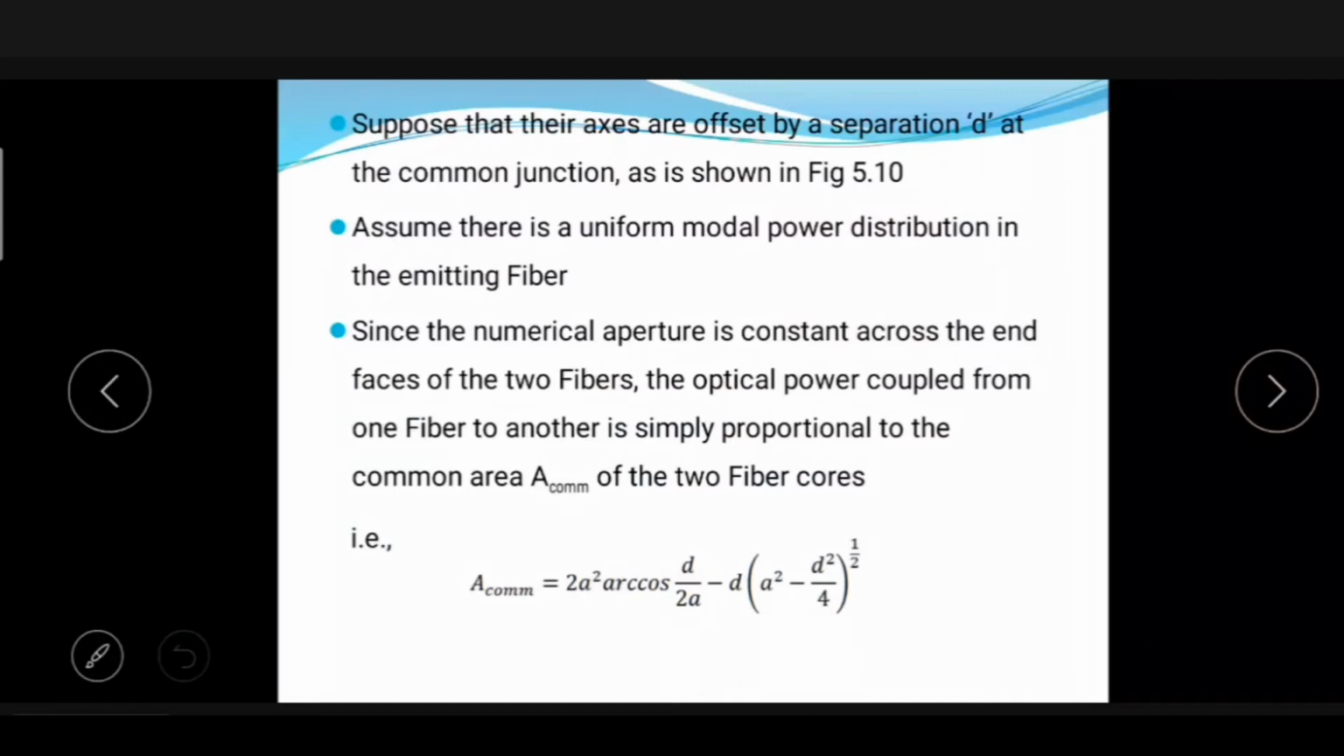These are the expressions you have to practice. And we consider uniform modal distribution in the emitting fiber. So the emitting fiber we take as the first fiber, and the receiving fiber we take as the second fiber. And common area is nothing but the area where the power density will be more, or whatever power is coupled from the emitting fiber, that power has to be efficiently coupled into the receiving fiber. And due to the misalignment, there is an area where the power density is high. So that area is common for both the emitting fiber and the receiving fiber.